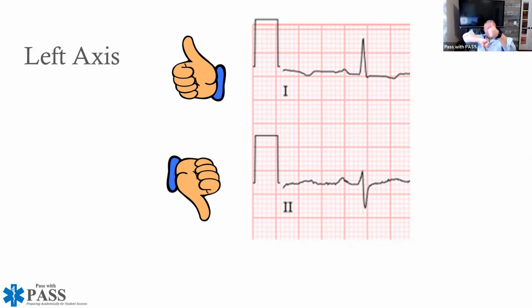So if I have 1 thumb going up and I have 1 thumb going down, my thumbs are leaving each other as far as the direction. They are leaving, L, and that would give me a left axis. So it depends on how severe this is. It's probably going to end up being a normal finding, but an up in lead 1 and a down in lead 2, my thumbs are leaving. That gives me a left axis.